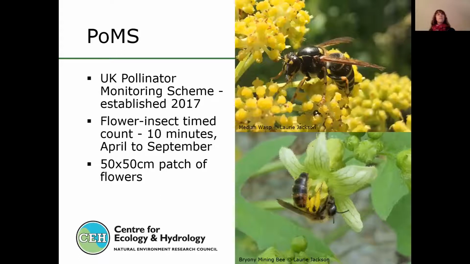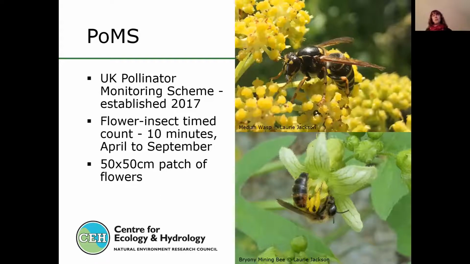There is another scheme which is quite a new one on the block. This was established in 2017, which is called the UK Pollinator Monitoring Scheme. And there are two aspects to this, but the easiest one, the most straightforward one, is to do what's called a flower insect timed count. And really, you couldn't think of something lovelier to do, because you need to pick a nice sunny warm day and spend 10 minutes watching flowers. I mean, you can spend longer. I would definitely recommend spending longer.